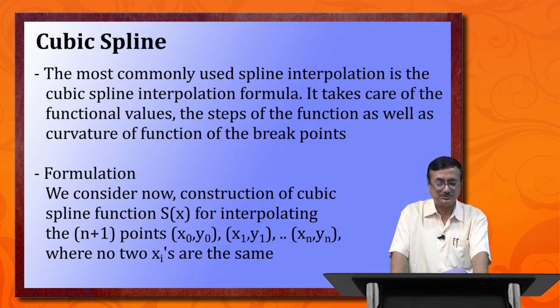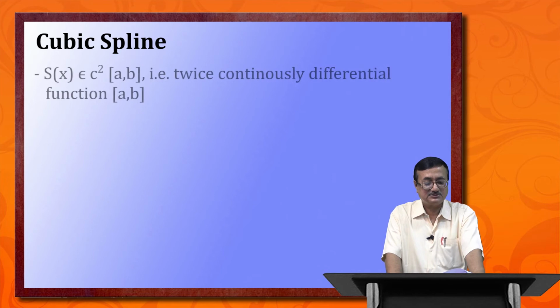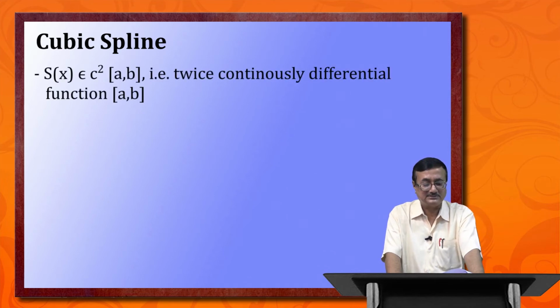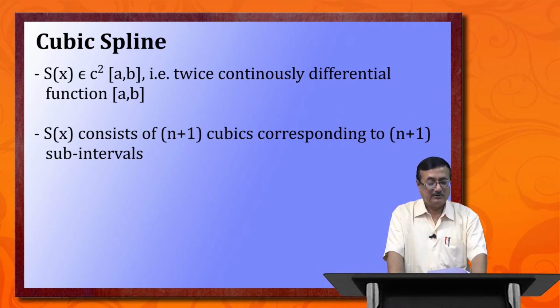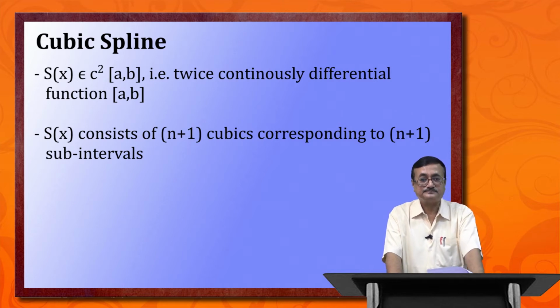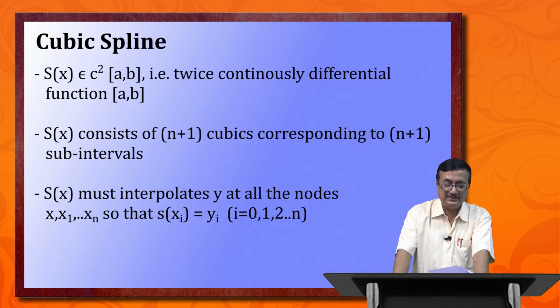The cubic spline S(x) should satisfy, as I have already mentioned, that first condition is S(x) should belong to C2[a,b], that is twice continuously differentiable function on [a,b], and S(x) consists of n cubics corresponding to n subintervals. This we may consider as the condition A. Also that S(x) must interpolate y at all the nodal points x0, x1 up to xn, so that S(xi) is equal to yi, i is equal to 0 to n, a total number of n+1 conditions.